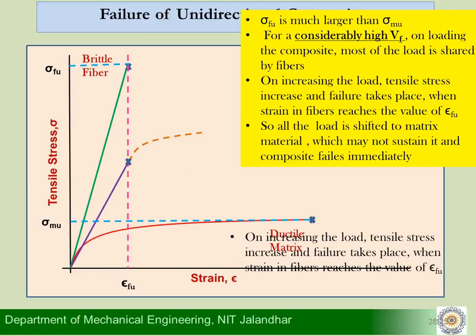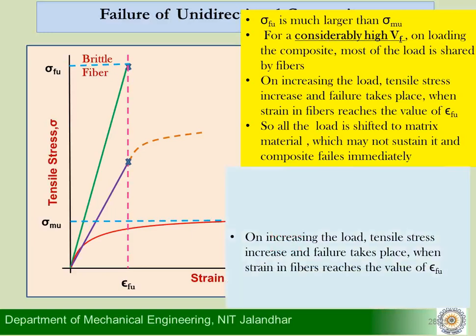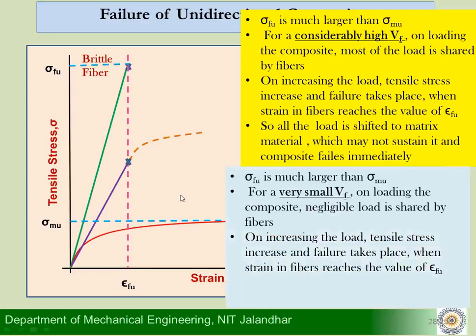Okay, there's another thing possible. So the second case which we can see is that obviously the first statement remains the same, that the fibers are much stronger than the matrix material, but when the volume fraction is low. So let's say the volume fraction is very low, 1%, 0.5%, 2%, very small amount of fibers are there.